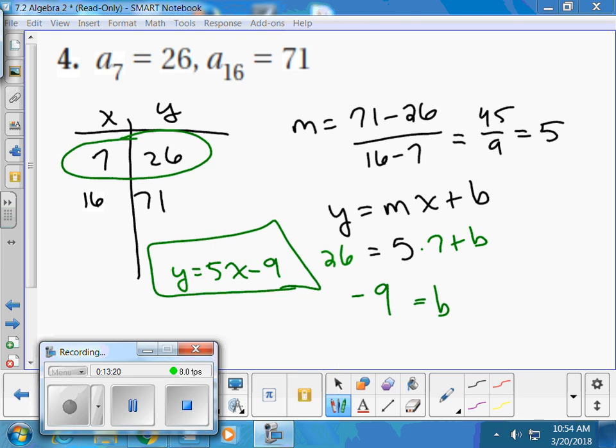All right, how's it going? You find your slope first. How many people got their slope to be 5? Good. You pick your favorite xy value. It doesn't matter. If you had used the 16 and 71, same answer. You would get the same answer. The intercept ended up being negative 9.